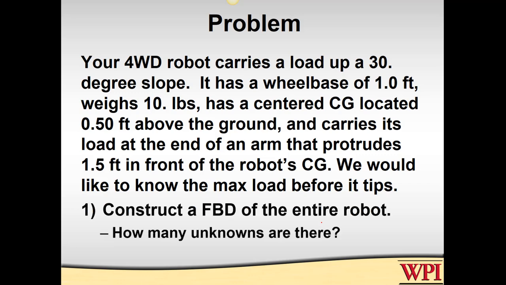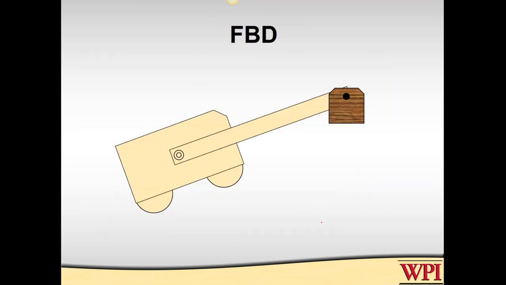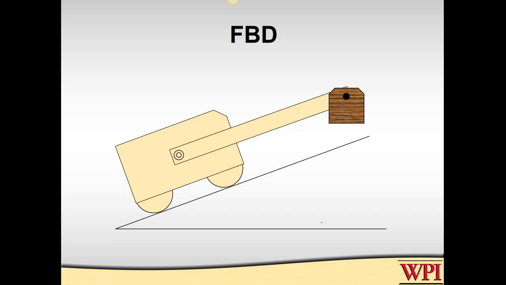We'll construct a free body diagram, first of all, of the entire robot. One of the things about constructing free body diagrams is that you want to clearly define the system that you're analyzing. For instance, if we wanted to analyze how much torque or what kind of transmission we need to move the arm, then we would probably just do a free body diagram of the arm and the weight. But for this particular problem, we're going to consider the whole thing, the arm, the weight, and the robot, all as one system.